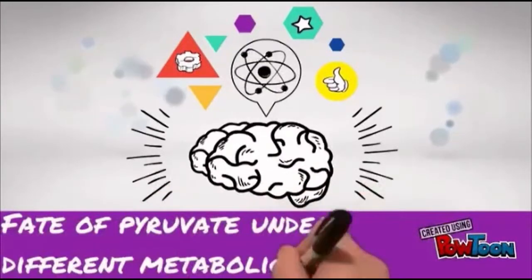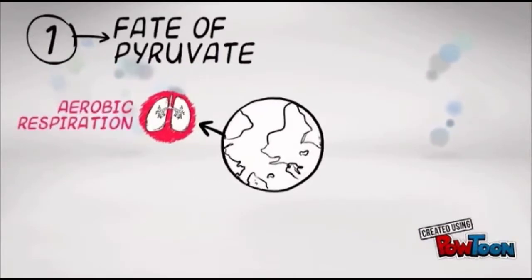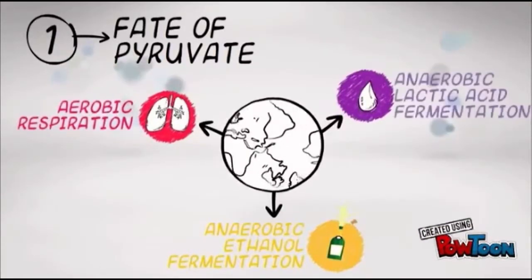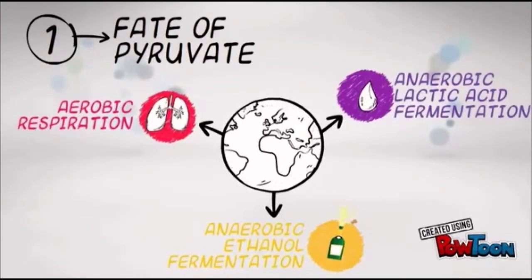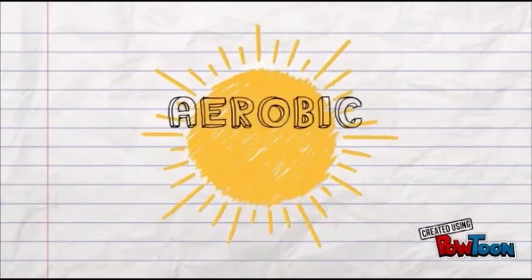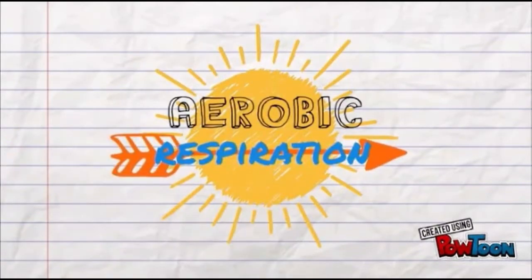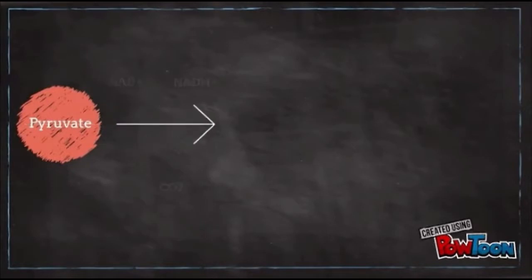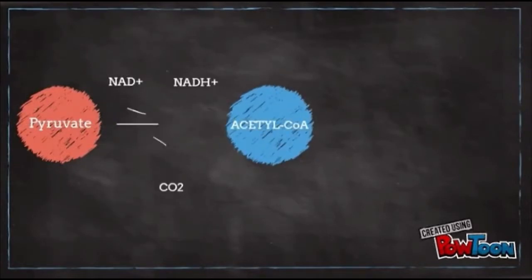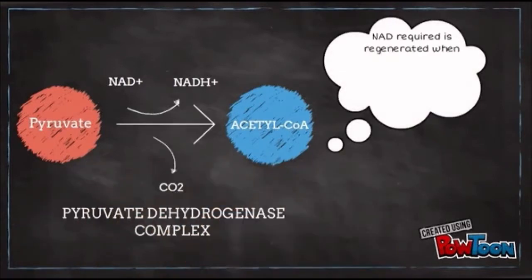Fate of pyruvate under different metabolic conditions. The fate of pyruvate is divided into aerobic respiration, anaerobic ethanol fermentation, and anaerobic lactic acid fermentation. Aerobic respiration: the NAD required is regenerated when NADH ultimately transfers its electrons to O2 through the ETC in the mitochondrion.